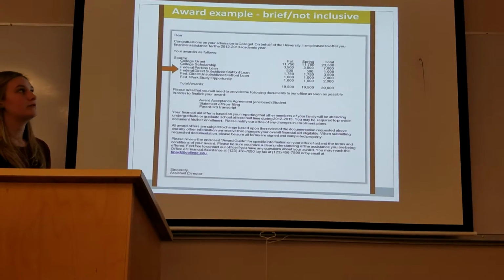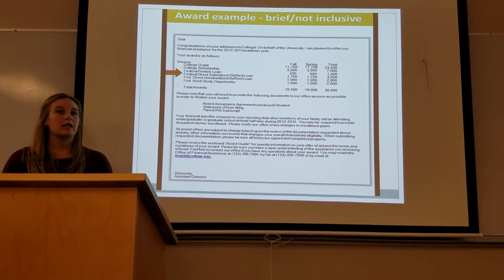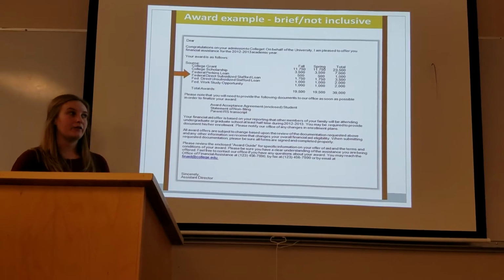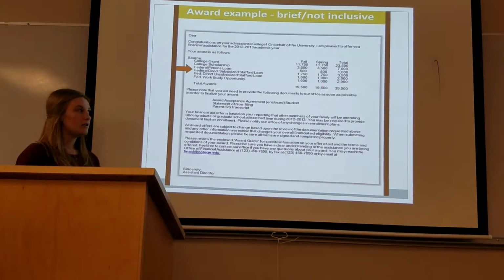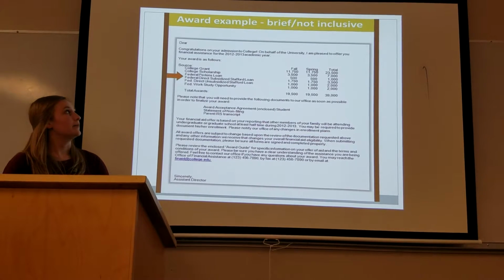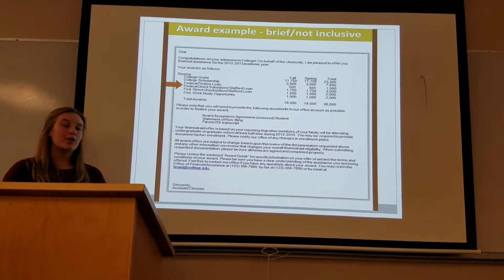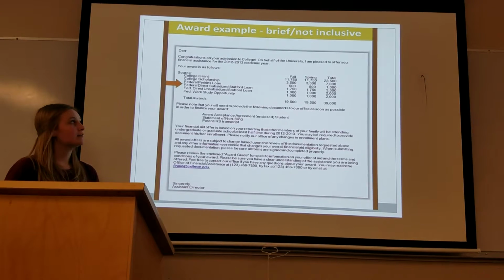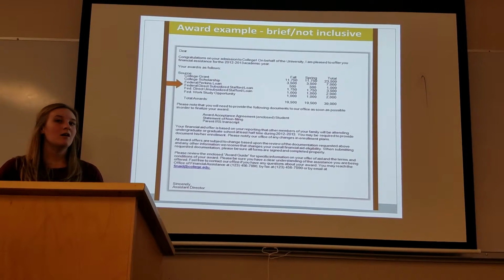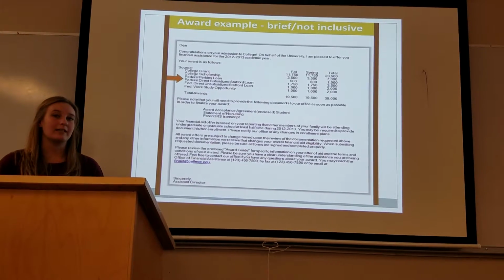This is an example of a financial aid award letter. The award letter starts off by congratulating you and telling you that you did receive financial aid. It then will list all the different sources of financial aid that you have. The Federal Perkins Loan and the Federal Direct Subsidized Stafford Loan are generally the sources of financial aid you'll get from completing the FAFSA.